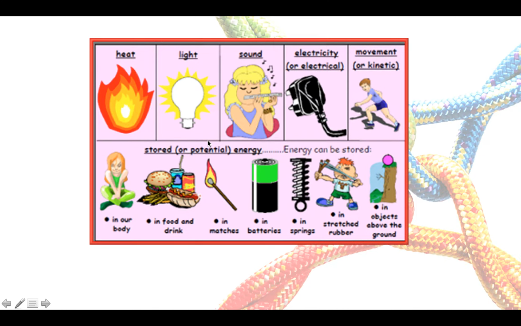Some examples of energy that we need in our daily lives are heat, light, sound, etc., and can be stored or potential energy. So we're looking at the difference between our kinetic energy or movement and stored or potential energy. So within our bodies it can be stored, or within food. And I guess they're the main ones that we're looking at.